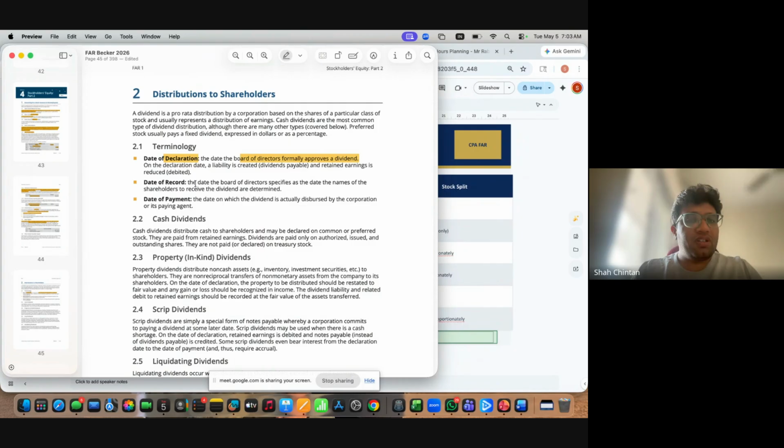Date of record. So this is the date on which an entry of the shareholders are done in the register. It is not an accounting event. It's just a process note कि आप लिस्ट बनाते हो कि कौन से शेयर होल्डर है जिनको हमें डिविडेंड डिस्ट्रीब्यूट करना है.